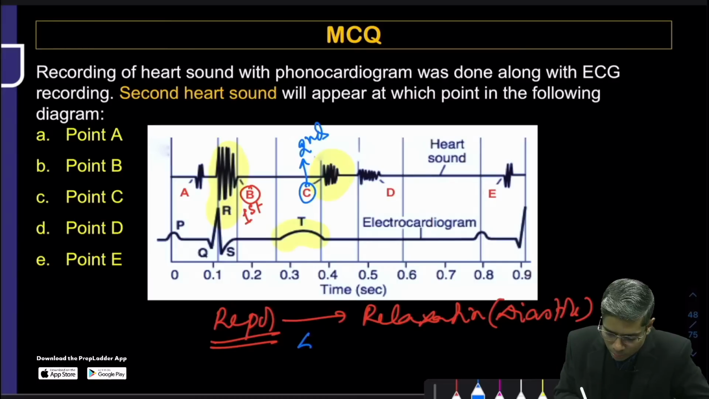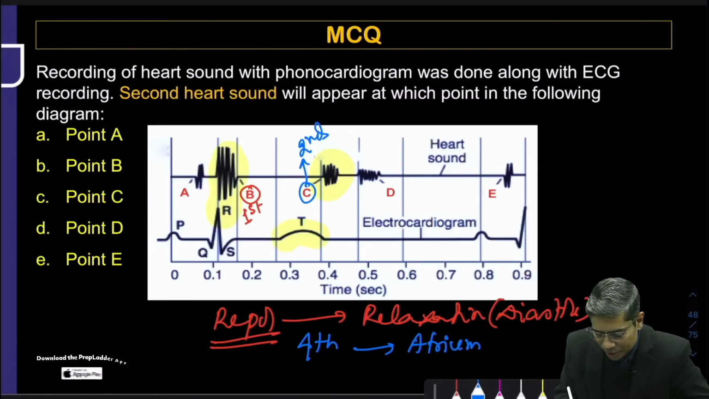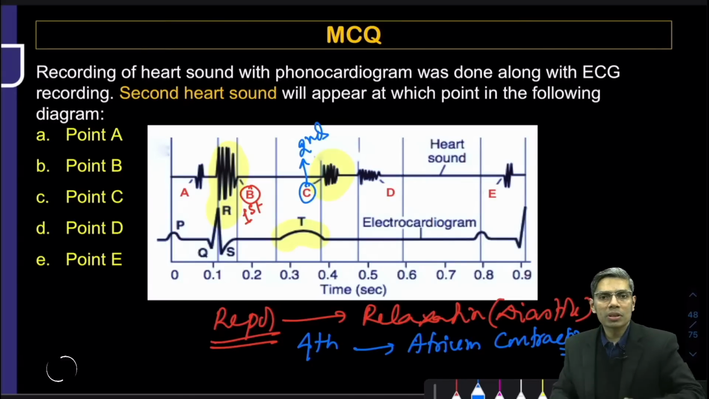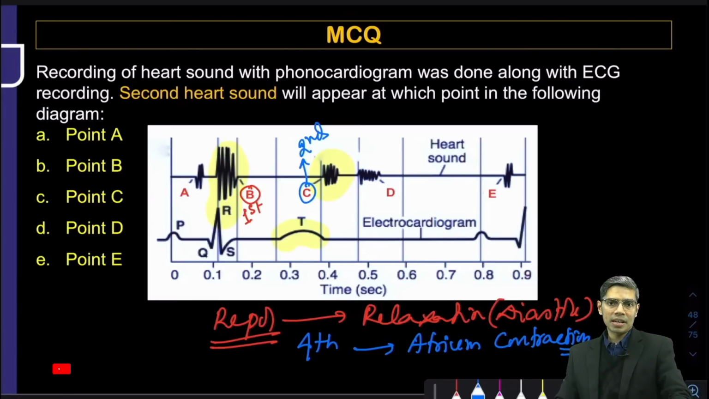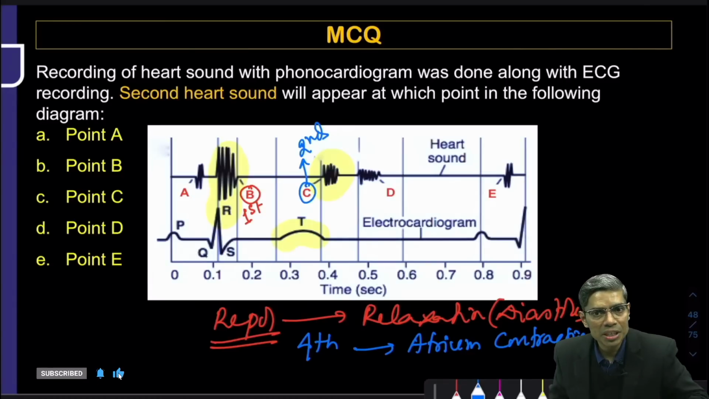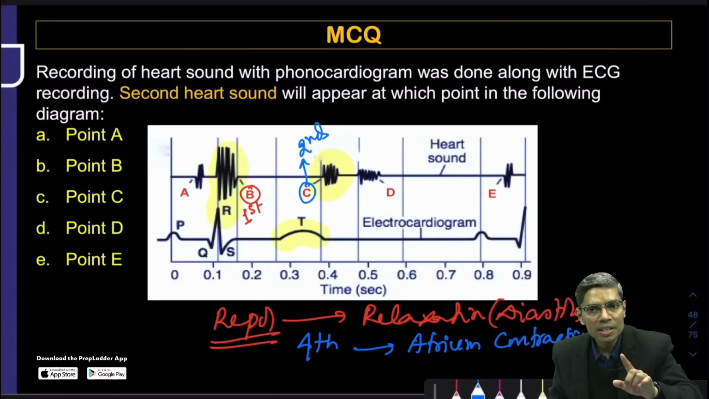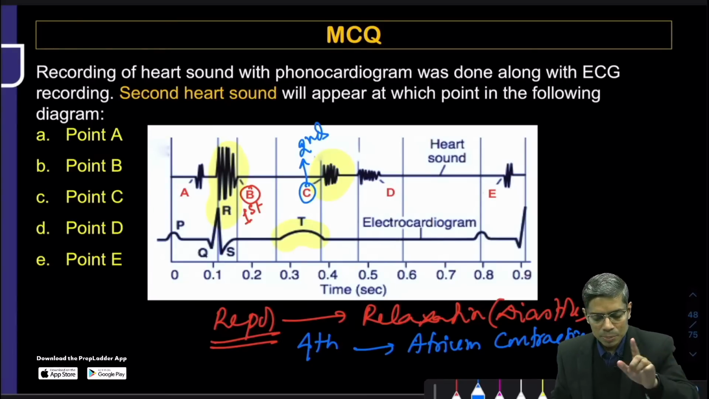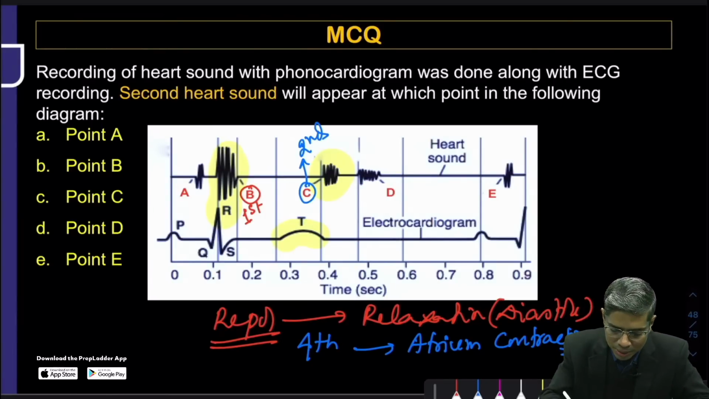Remember that the fourth heart sound corresponds with the atrium contraction. Tell me, atrium contraction means you require atrium depolarization. Atrium depolarization in the ECG is denoted by which wave? Atrial depolarization in the ECG is denoted by the P wave.